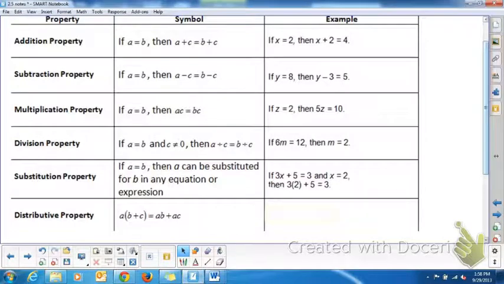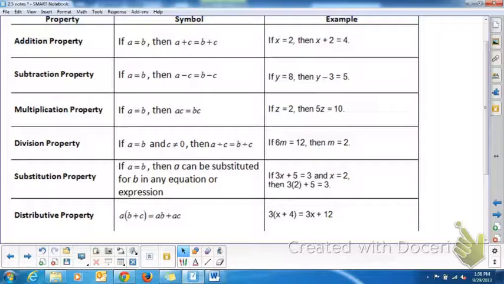Next we have the distributive property. If any term is outside of a parentheses, then that means that term is passed out or distributed to anything within the parentheses. A times (B plus C) would be equal to A times B and A times C. An example of this would be 3 times (x plus 4). It's equal to 3 times x and 3 times 4, which is 12.